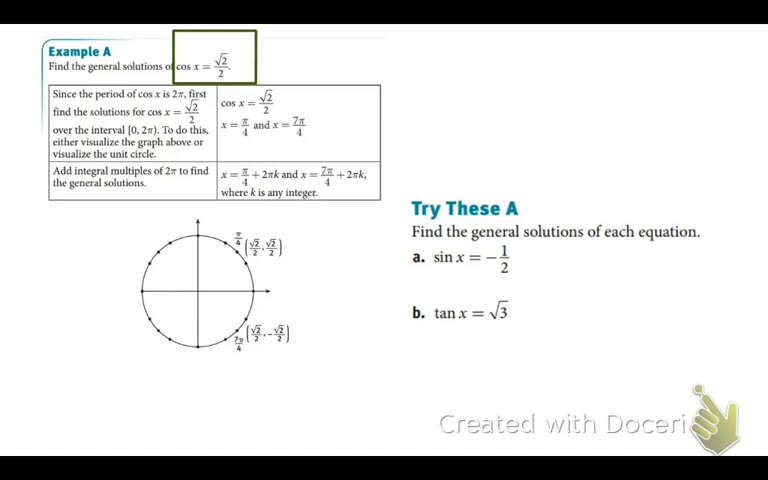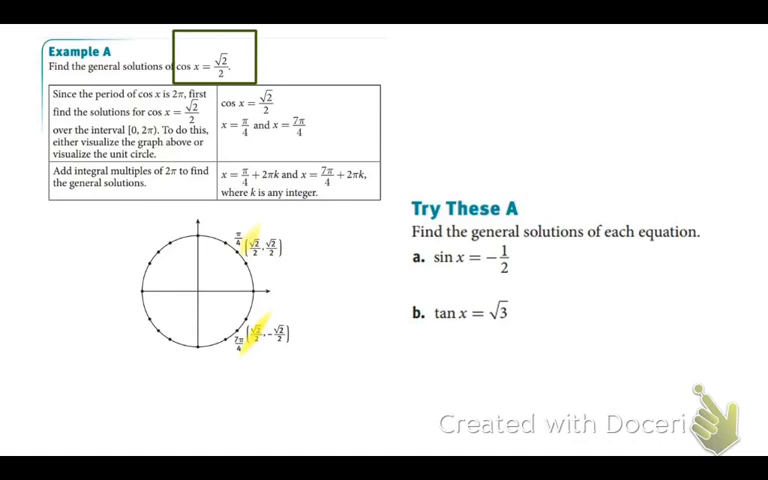On the unit circle, where do we find those values? At pi over 4, because here they are. At pi over 4, is that the only spot? And 7 pi over 4. Okay? So those are the two angles that are within that period of 2 pi.